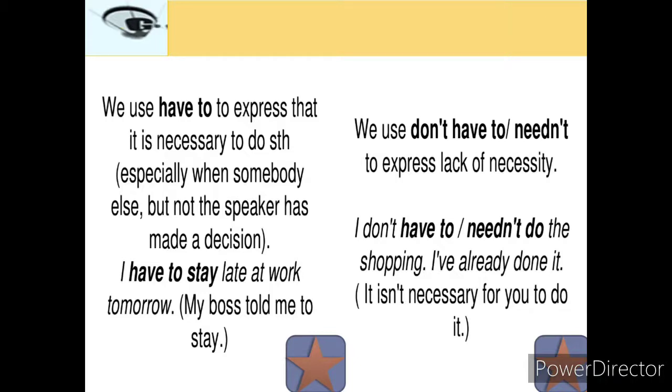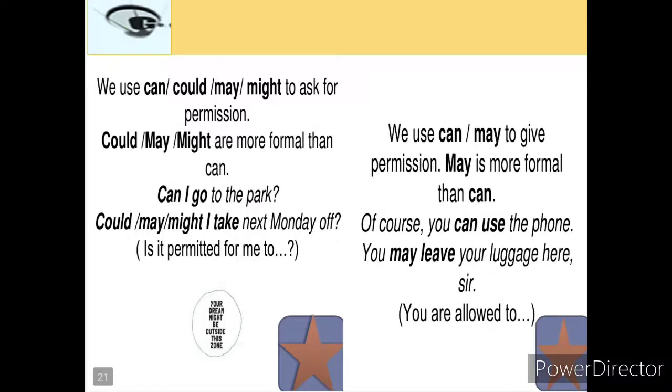We use don't have to and need not to express lack of necessity. I don't have to, need not do the shopping. I have already done it. So it's not necessary. It isn't necessary for you to do it because you have already done it. So I don't have to or need not do the shopping. So it expresses lack of necessity.